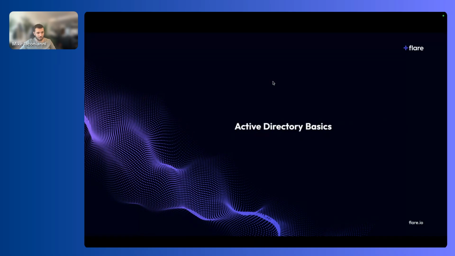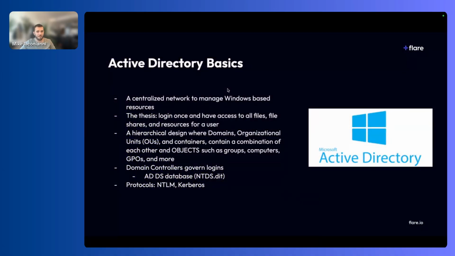Okay. So next, we're gonna very briefly go through some very basic stuff of Active Directory. A lot of this stuff was already said, but it's important to understand this and make sure we're all on the same page. So AD is a centralized network to manage these various Windows-based resources. The idea of it is to be backwards compatible, being able to manage Windows 2000, Windows XP, to Windows 11, and really everything in between. Like I said, the thesis of it is to be able to log in once, get that TGT ticket, and be able to use that to log into essentially all files, all file shares, all resources related to a user without having to continuously log in.